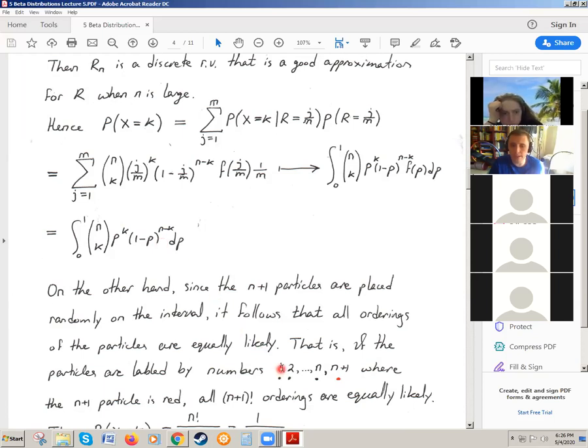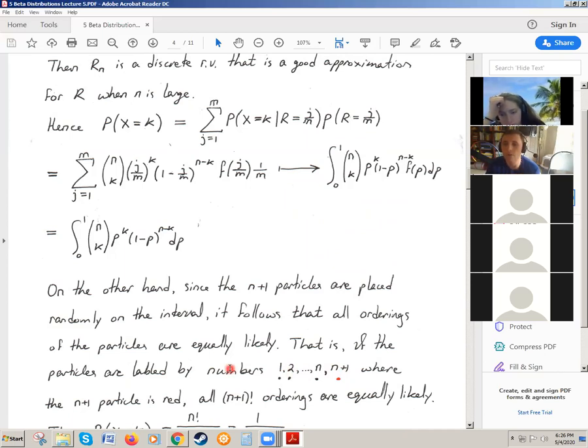Every single particle, the black particles and the red particle, is equally likely to appear in every order. Do you understand? If they are truly randomly placed on the number line, there is no preference for any order. And altogether there are n plus 1 factorial possible orderings of those particles. Do you agree?